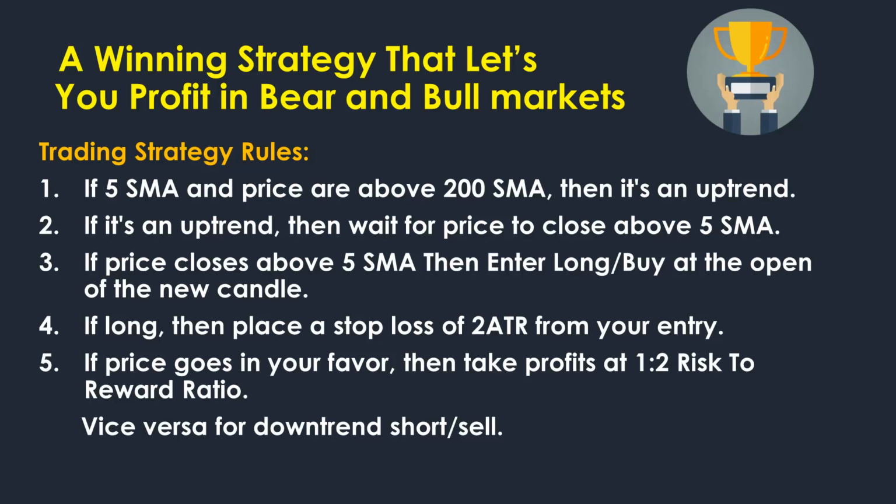Okay, so if 5 SMA and price are below the 200 SMA, then it's a downtrend. If it's a downtrend, then wait for price to close below the 5 SMA. If price closes below the 5 SMA, then enter short or sell at the open of the new candle. If sell or short, then place a stop loss 2 ATR from your entry. And if price goes in your favor, take profits at 1 to 2 risk to reward ratio. That means twice as much as what you're willing to lose. Okay, so these are the 5 rules.